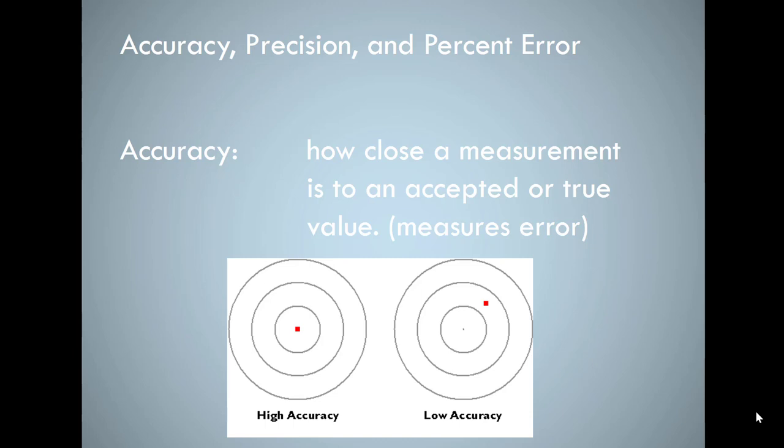For example, the density of gold is around 19 grams per cubic centimeter, and you would compare your sample of gold, take the density, and see how close it would be to that standard value that you would look up in the book. So in this first target here, because it hit the bullseye, we would say it has high accuracy, and in this second one, we say it has low accuracy because it didn't hit the bullseye.